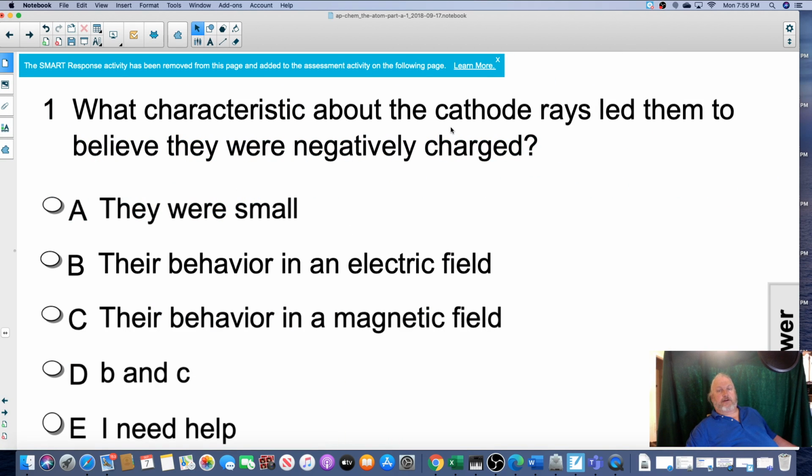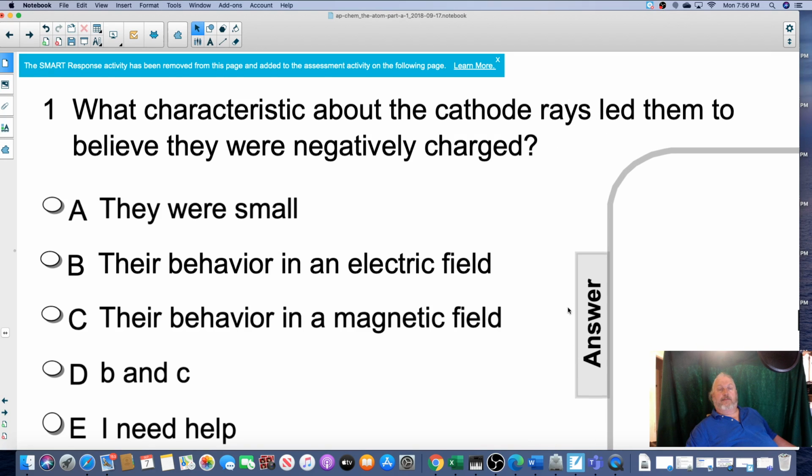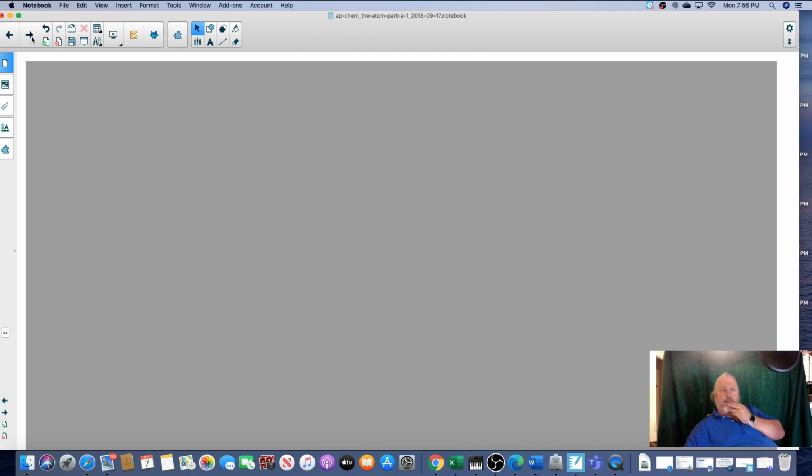So, what characteristics about the cathode rays led them to believe they were negatively charged? Because they were small? Their behavior in an electric field? Their behavior in a magnetic field? B and C, I need a little help. If you recall, what they did in an electric field and what they did in a magnetic field is what they determined, where they hypothesized about the characteristics. And they thought that they were negative.